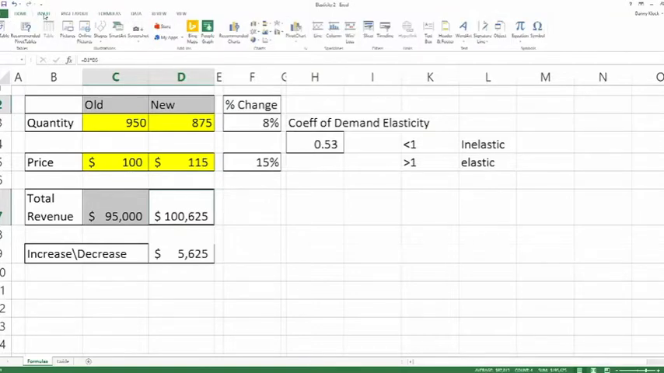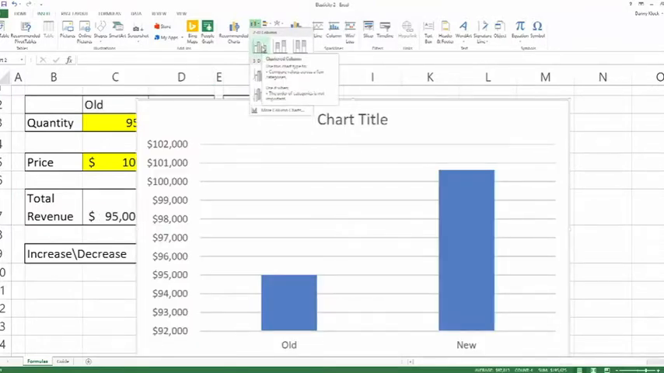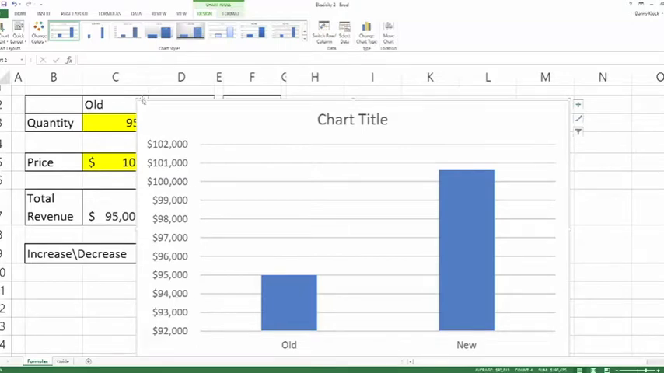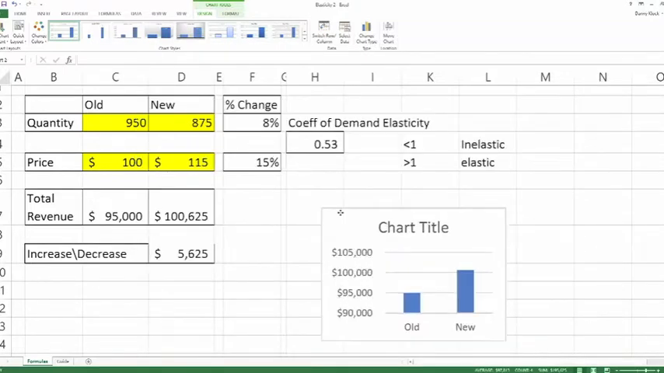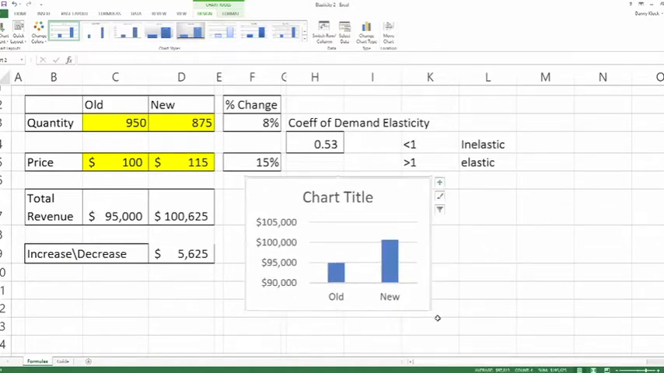I'm going to insert then a graph. The one I want is a nice bar chart. I'll choose the first one. So there's my old and new. And I'm going to shrink this up a little bit so I can play around with some of the numbers. Beautiful.